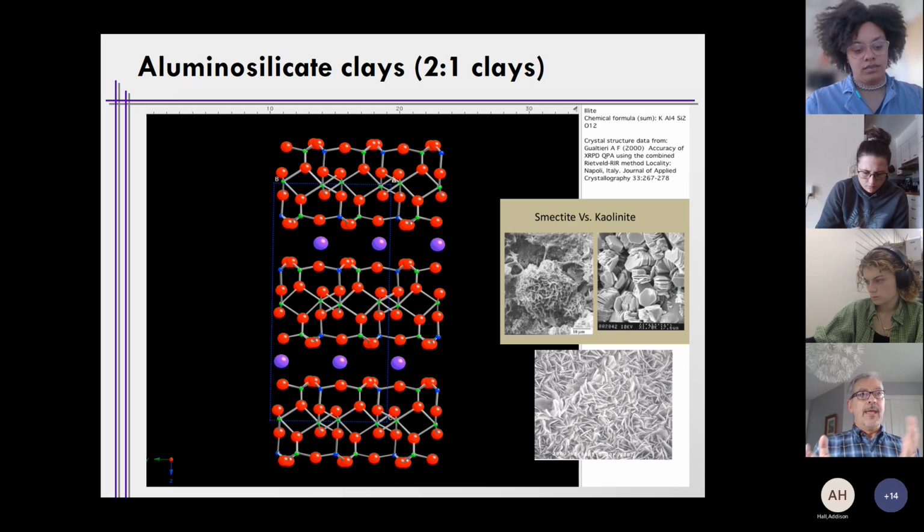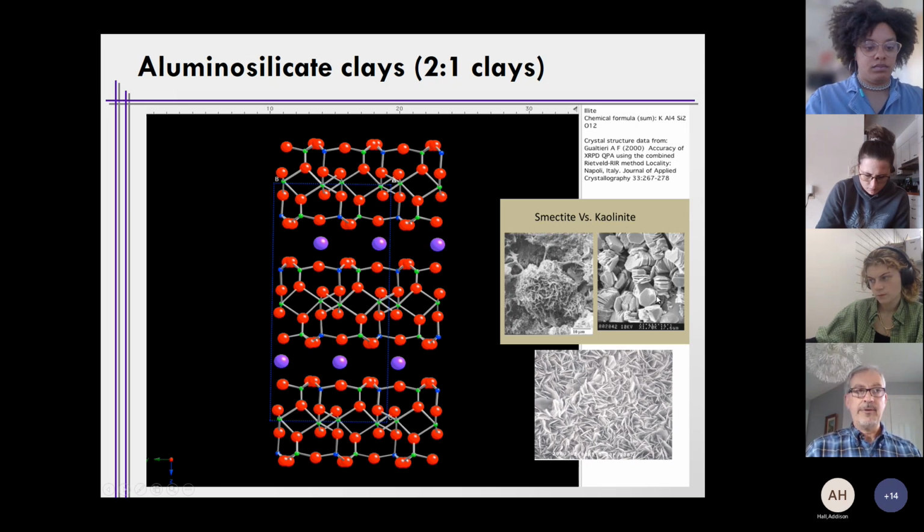And the images that you see on the right-hand side of the screen are, first of all, a comparison between kaolinite, where my mouse is. This is kaolinite. It's highly structured, typically stacked like this.